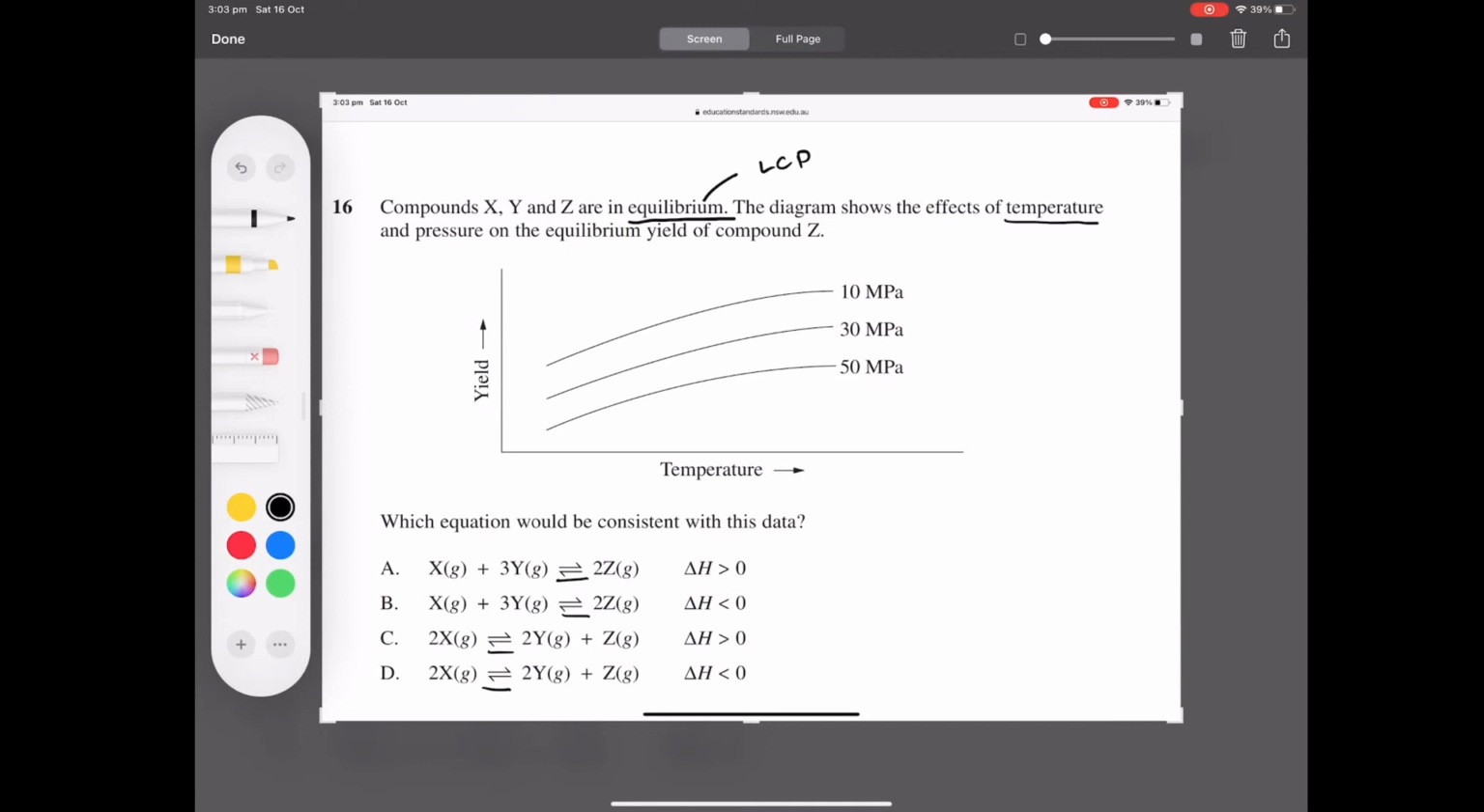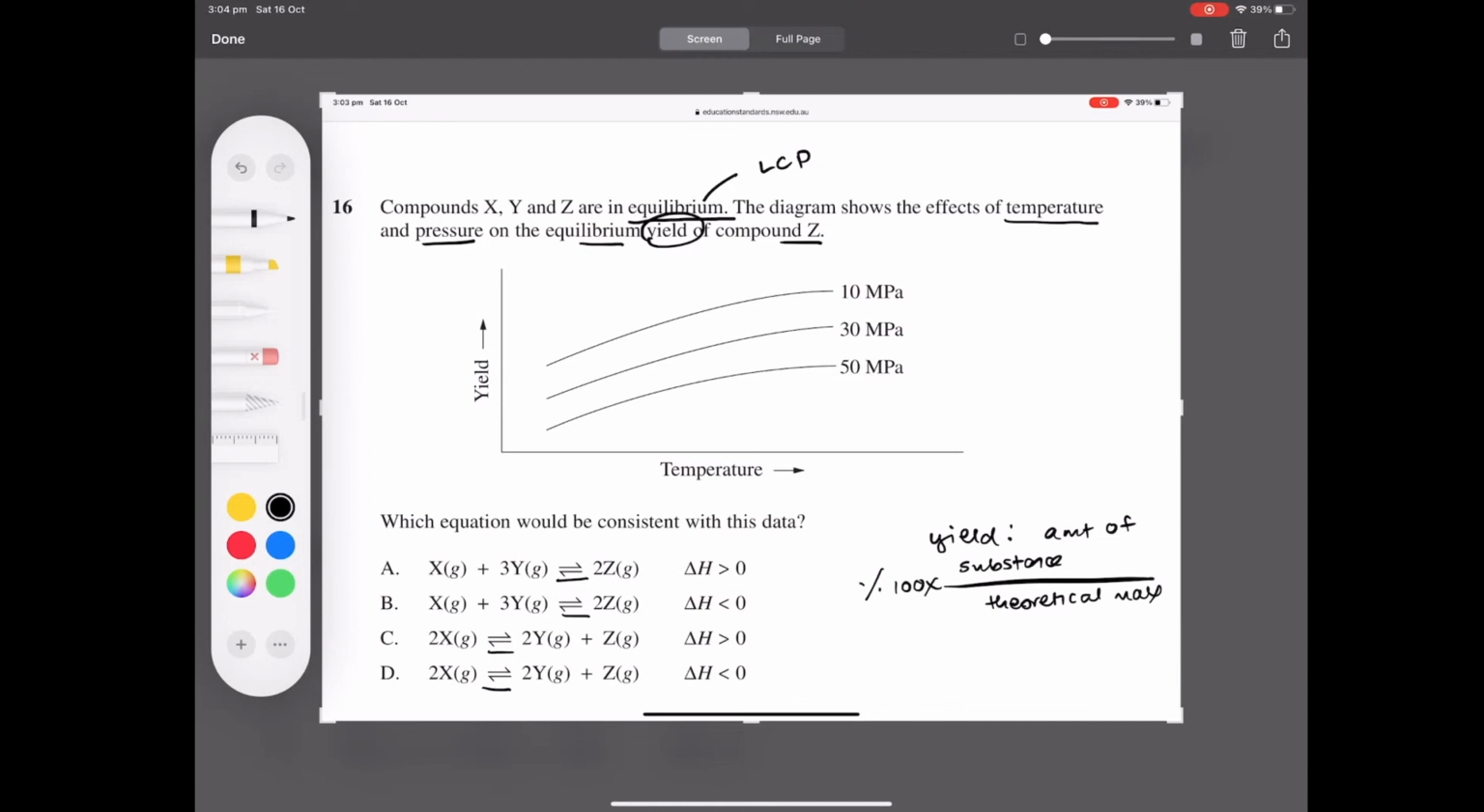Now we're looking at temperature and pressure on equilibrium yield of Z. What was the definition of yield? Who wants to define that for me again, just so you understand? So let me ask Riyasat, how do you define yield? Yield is the percentage of the amount of product formed divided by the theoretical maximum. Good, right? So it's the amount of substance divided by theoretical max, usually expressed as a percentage.